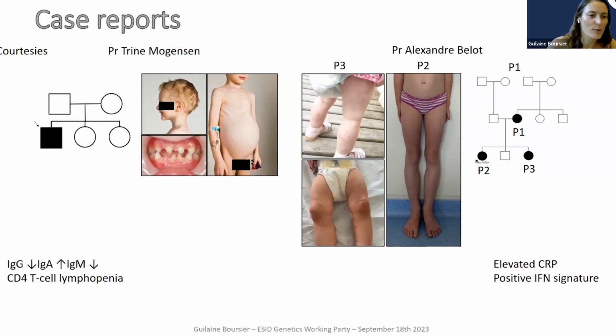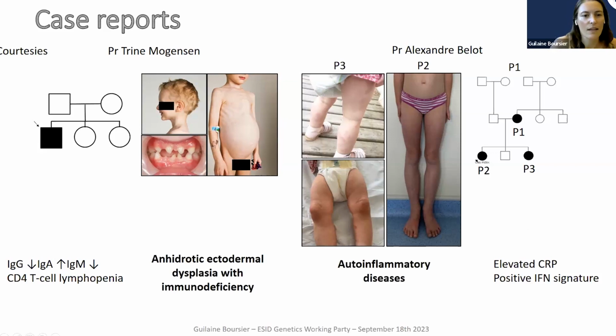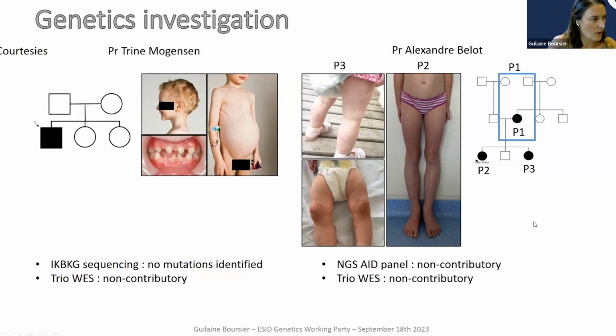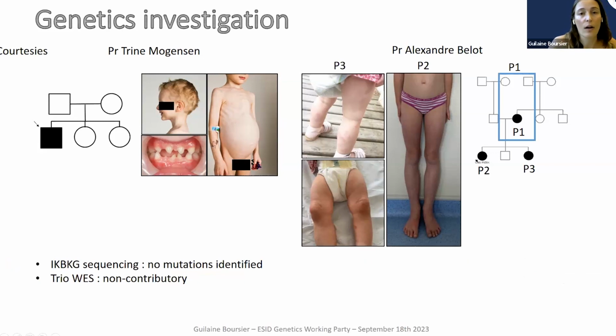So what is the suspected diagnosis? In the first family, we suspected an EDI with immunodeficiency, and in the second family, an autoinflammatory disease. Genetic sequencing was performed for both families. For the first family, targeted EKBKG sequencing was done, but no mutations were identified.